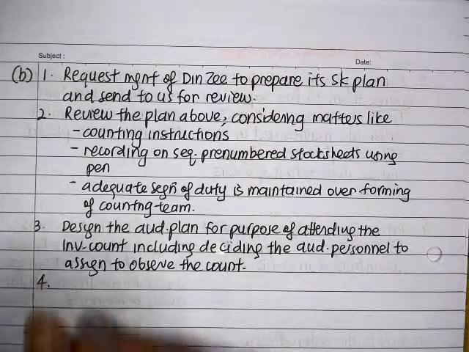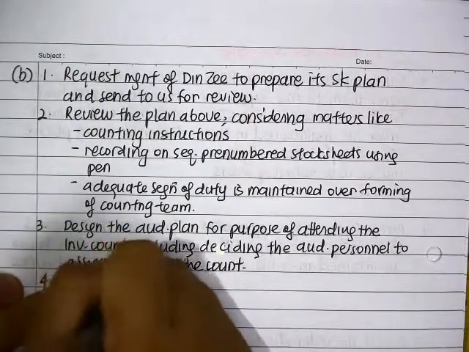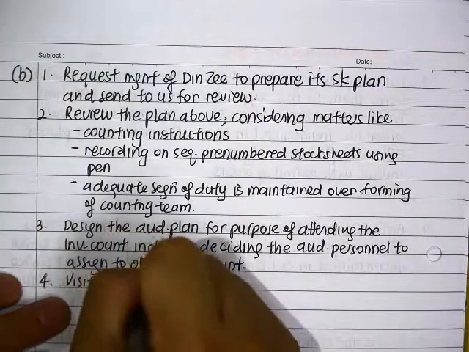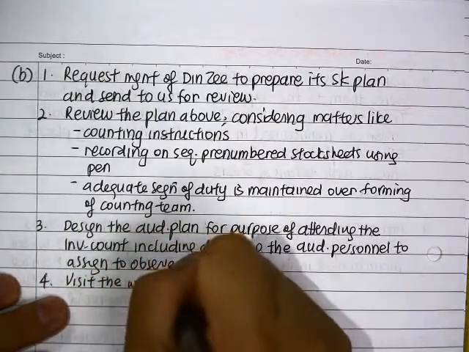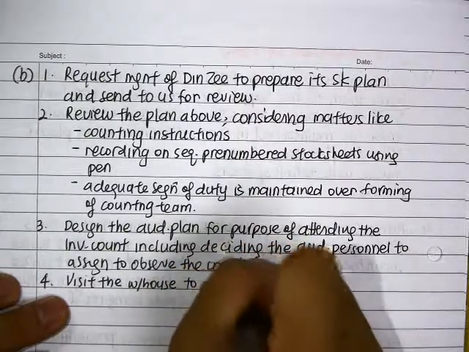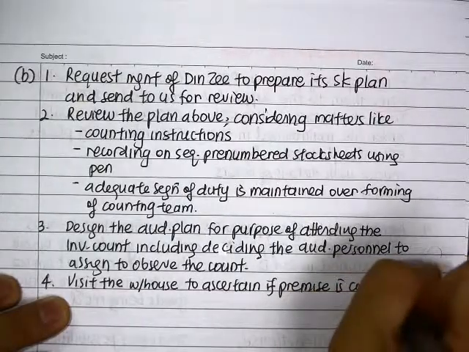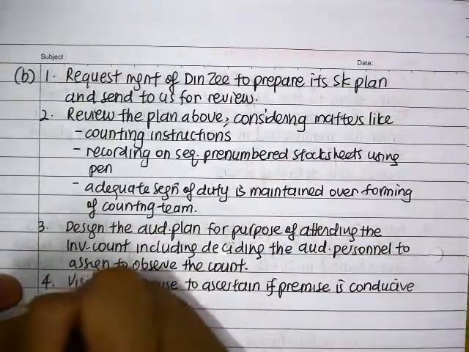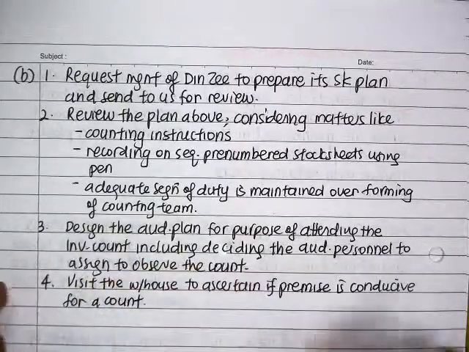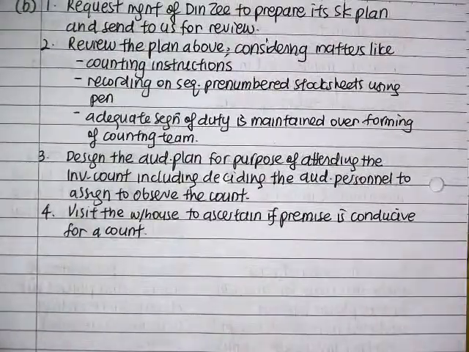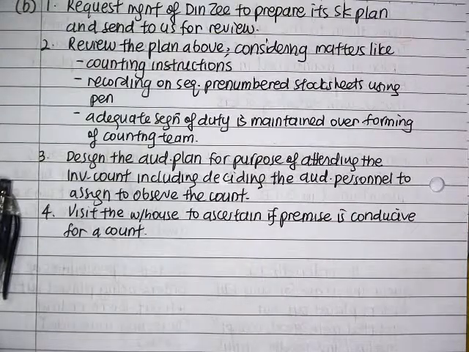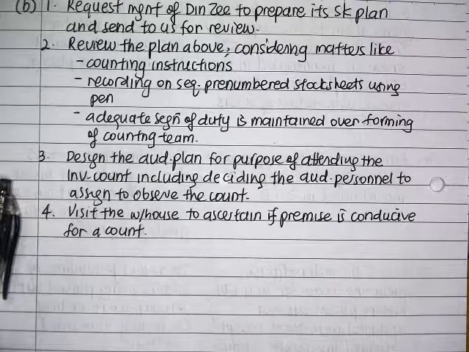is conducive, because you're not. Now we can visit the warehouse to ascertain if premise is conducive for count. Now they want 4 things, I give 4 things to them. Okay, now but of course what I've written here is quite detailed. It's only 2 marks, so you just write briefly enough. Okay, alright, now there's 4 things that we're going to do. Okay, now part C.